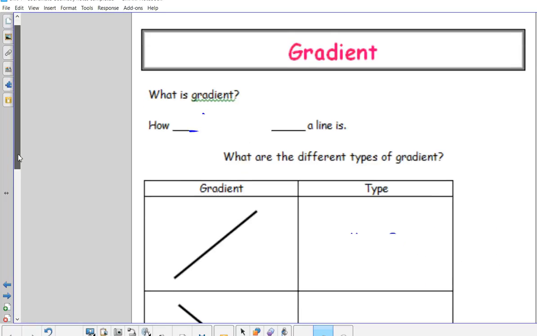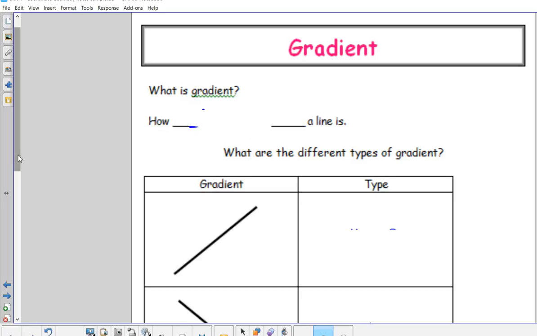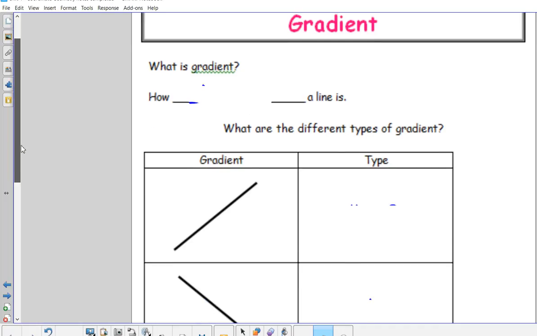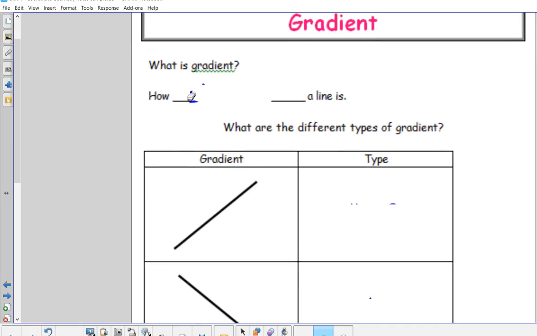Okay, moving on to the gradient lesson. So gradient, you might have heard a little bit about gradient in the past. If it wasn't in regular maths lessons, perhaps it was back in maths investigations in year 7. Okay, so what is a gradient? So a gradient is a measure of how steep. So how steep a line is.